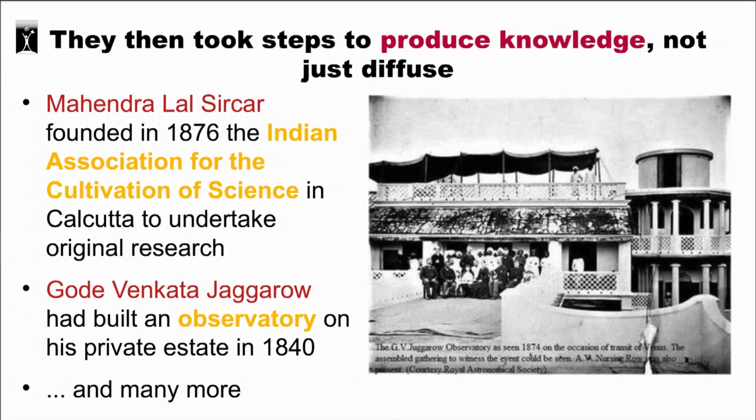And you want to produce knowledge. It's not enough if you diffuse knowledge, right? So how do you produce knowledge? You need institutions. That is when, in 1876, Mahendralal Sarkar established the Indian Association for Cultivation of Science in Calcutta, which provided space for Indians to do research.